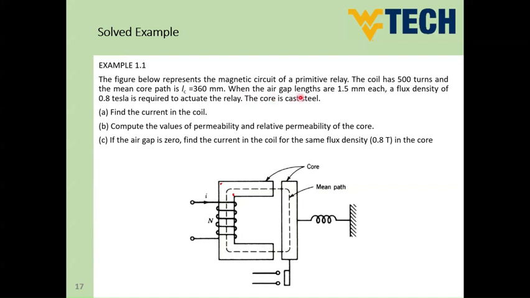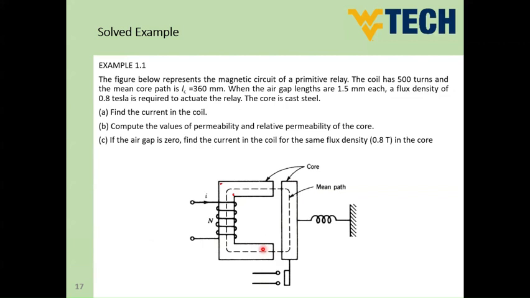When the air gap lengths are 1.5 millimeter each, so if we have two air gaps, as you can see here, each one is 1.5 millimeter, what happens? A flux density of 0.8 Tesla is required to actuate the relay. Actuating the relay means attracting the I shape to the C shape and making this air gap equal 0. So this is the meaning of actuating the relay.